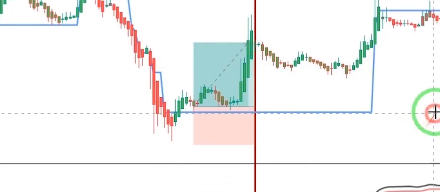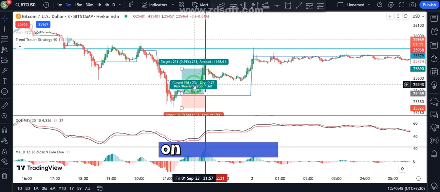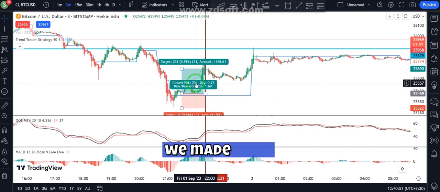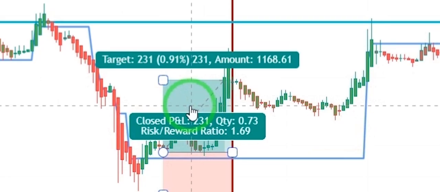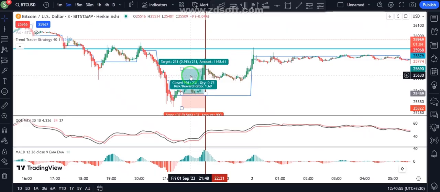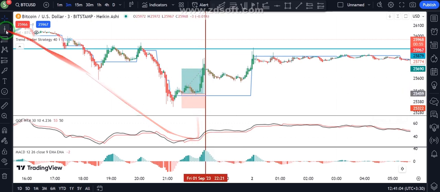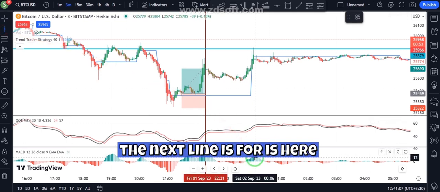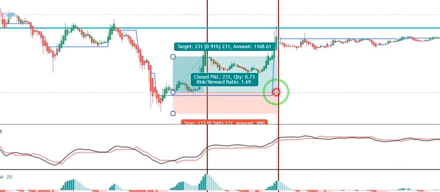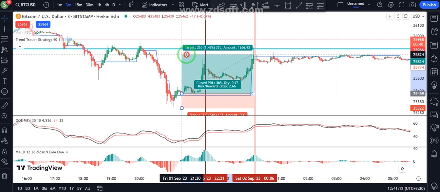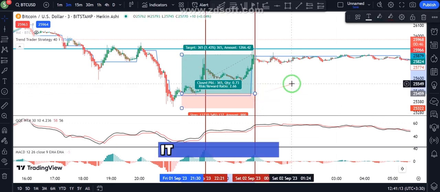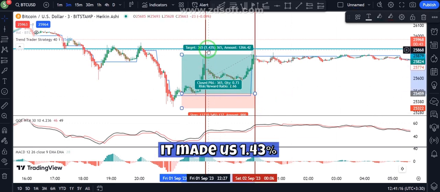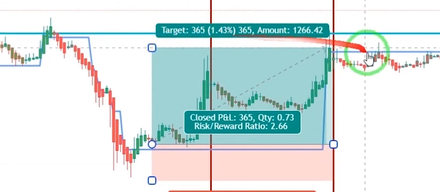If we exit the position at the first target, we make 0.91% profit. I look to find TP2. Target 2 is the next longest bar. The next longest bar is here. It made us 1.43% profit.